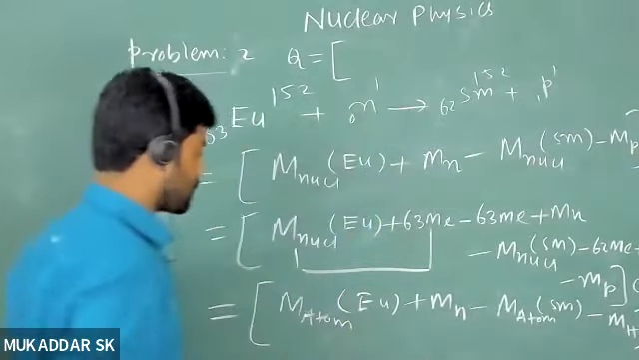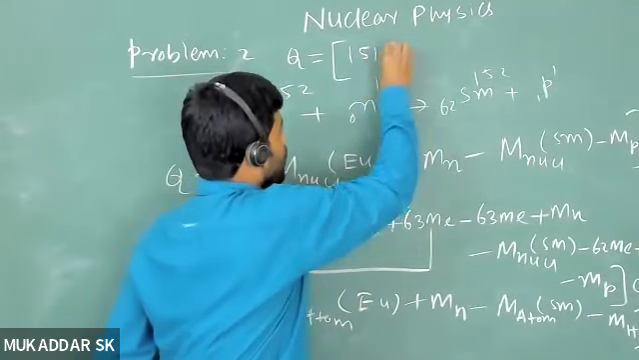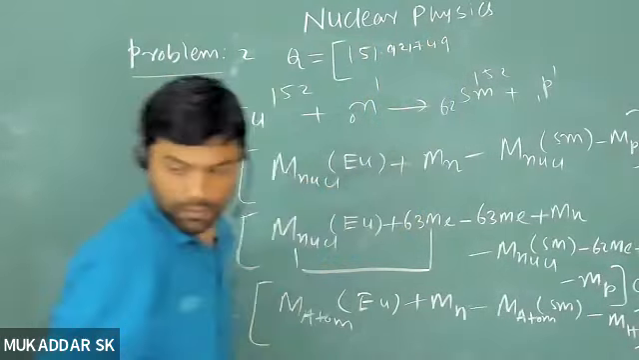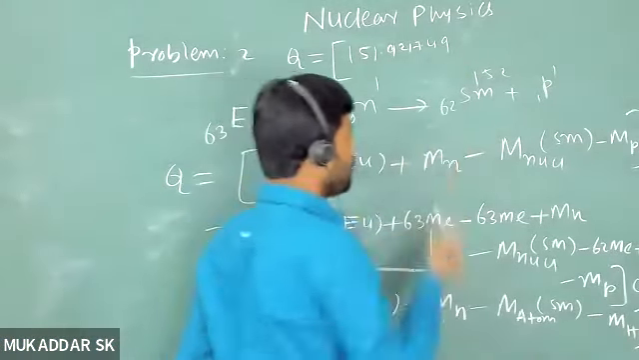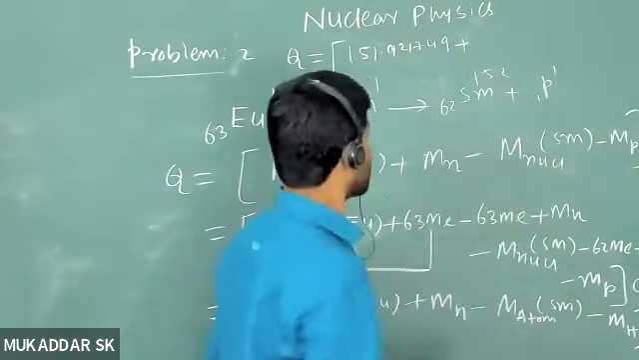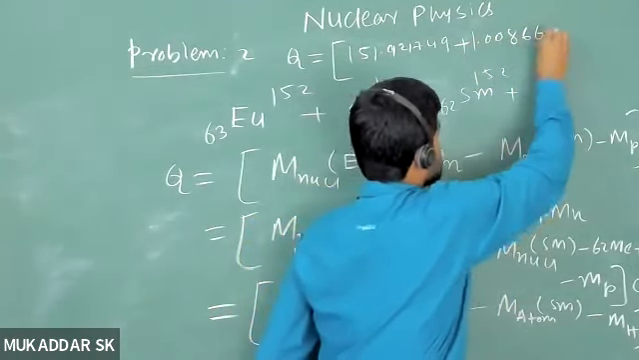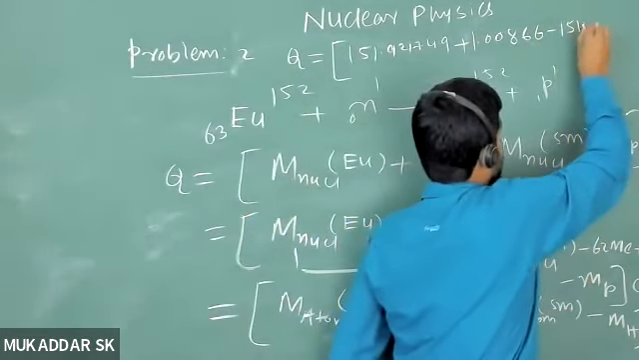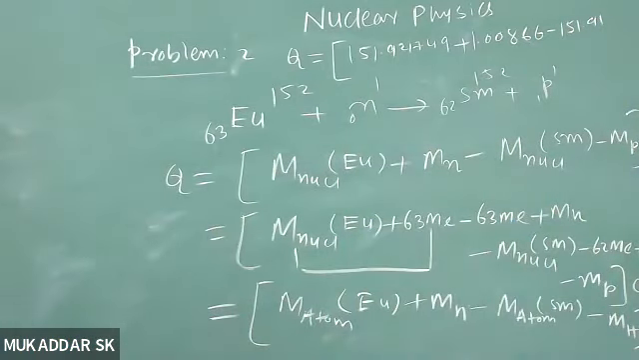So you have values: the atomic mass is given, that is 150.92749, right? Yes, sir. Then the mass of a neutron, that is 1.00866. Mass of Sm, that is 150.9 975.